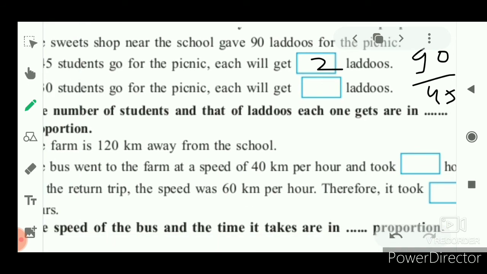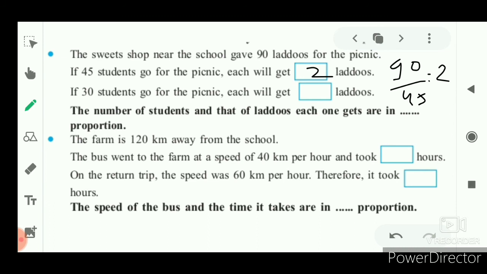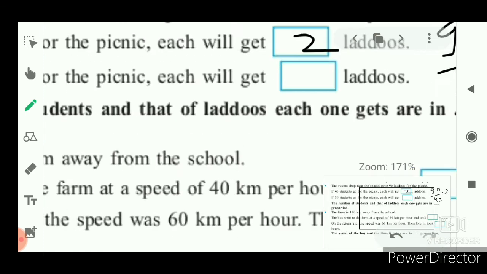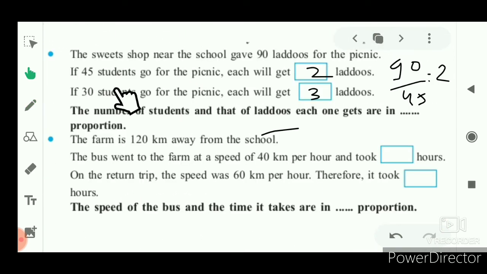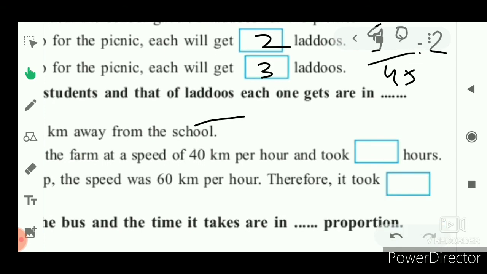Each student will get 2 laddus. If there were 30 students to go for the picnic, then each student will get 3 laddus. Okay, so as the number of students decreases from 45 to 30, the number of laddus that will be got by each student increases. So if the number of students decreases, each student will eat more laddus. Okay, so this is the case of inverse proportion.